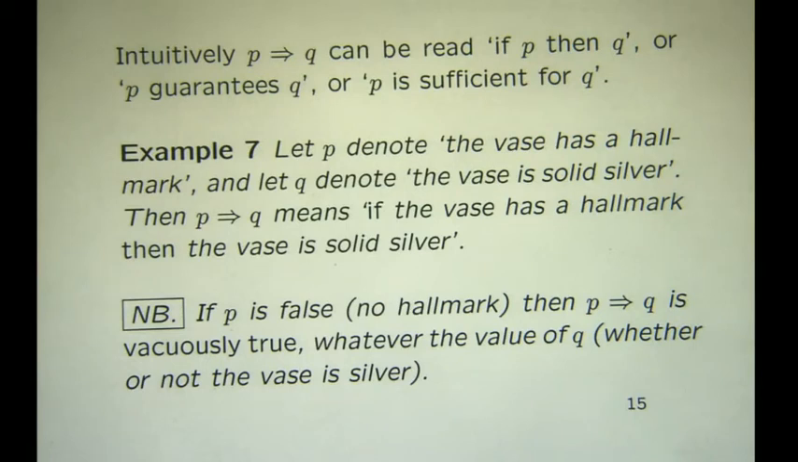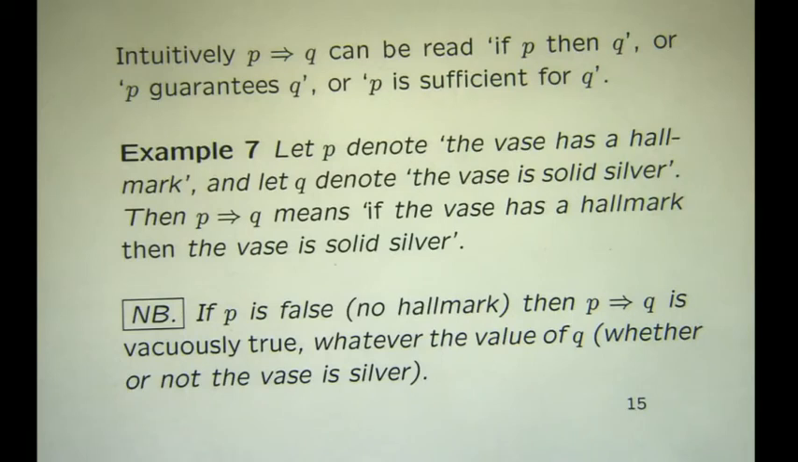The knowledge I have just given you amounts to a logical proposition. Hallmark implies silver. If it has a hallmark, then it's silver. Notice, stamping the hallmark on the base of the vase does not make it silver, okay? It's not causal. It's not magic. It's not alchemy.